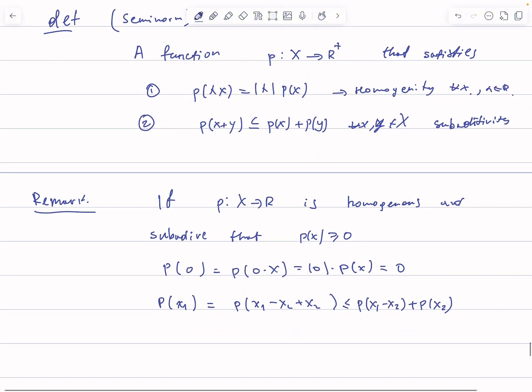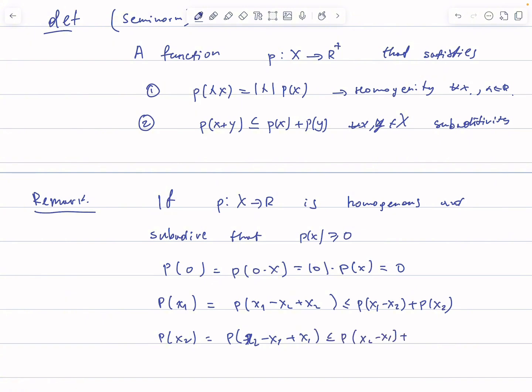So what is rho(x2)? Let's take rho(x2 minus x1 plus x1). This is less or equal rho(x2 minus x1) plus rho(x1). And we can write it as equal to rho of the absolute value of minus 1 times, because it's symmetric. We can change here x1 minus x2, rho(x1). Okay.